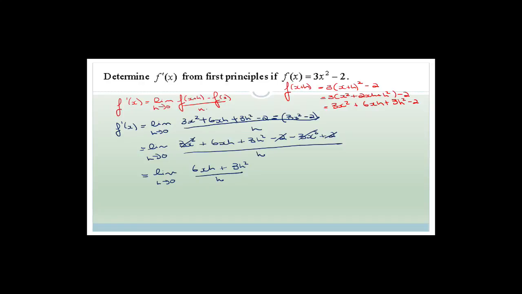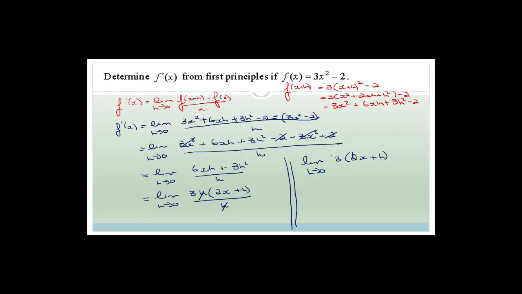Do you agree we can take out a common factor of 3h? So we're left with the limit as h tends to 0 of 3h, and then what have we got? 2x plus h, taking the 3 out, all over h. The h is cancelled, so what are we left with? I'm sorry, I'm writing over here. It's the limit as h tends to 0 of 3 times (2x plus h).